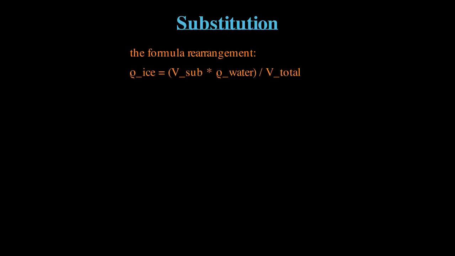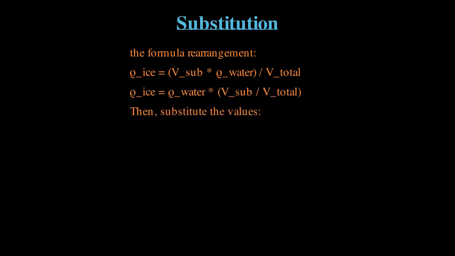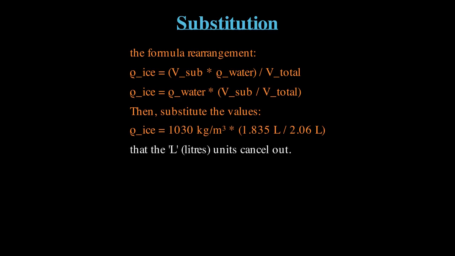Our goal is to find the density of the iceberg, rho ice. So, let's rearrange our formula to solve for it. By dividing both sides by the total volume, we get rho ice equals rho water multiplied by the ratio of V sub over V total. Now we can substitute the values we listed earlier. The density of seawater, rho water, is 1,030 kilograms per cubic meter. The submerged volume, V sub, is 1.835 liters. The total volume, V total, is 2.06 liters. So the equation is rho ice equals 1,030 multiplied by 1.835 divided by 2.06.